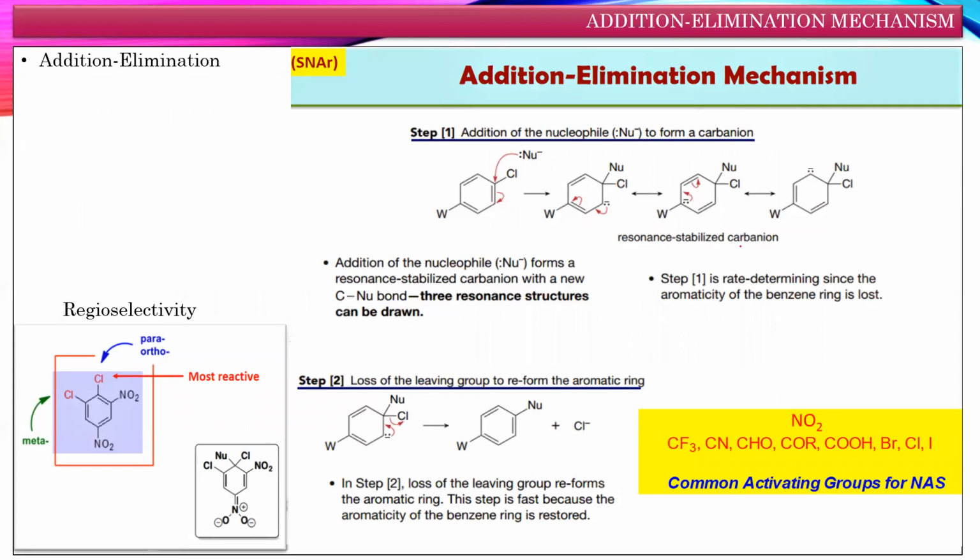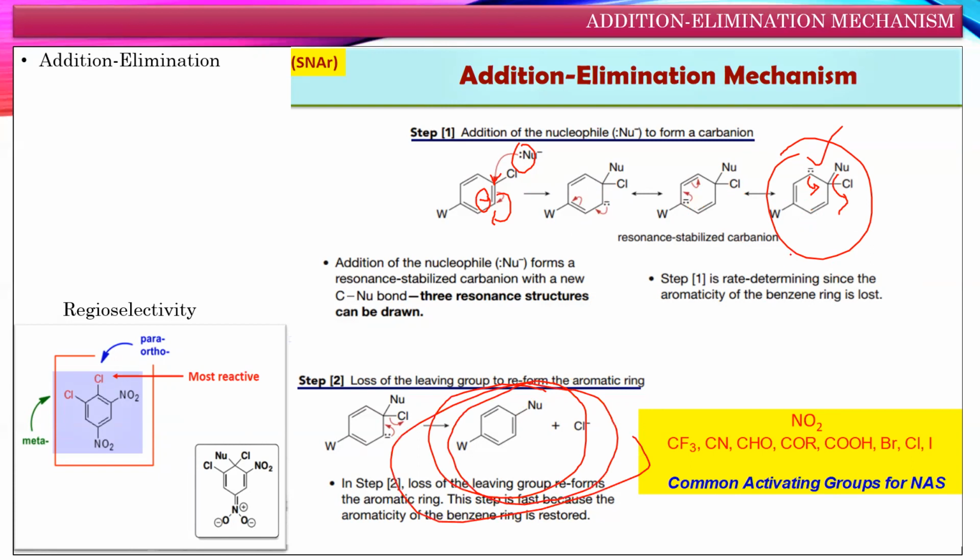Let's consider addition-elimination. First the nucleophile attacks here, at the carbon that bears the halogen. By attacking, it rearranges and we get a carbanion, which is the rate-determining step. It rearranges, and the final one is the carbanion, and this carbanion moves here and the halogen is eliminated. This is the final product.